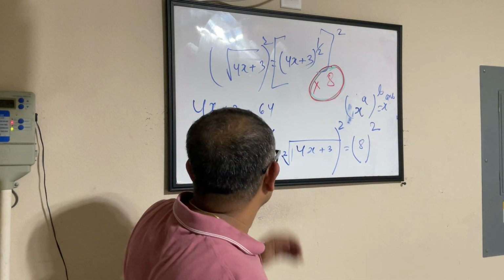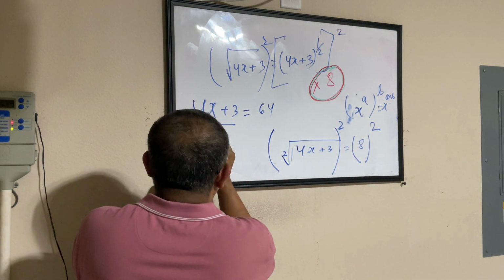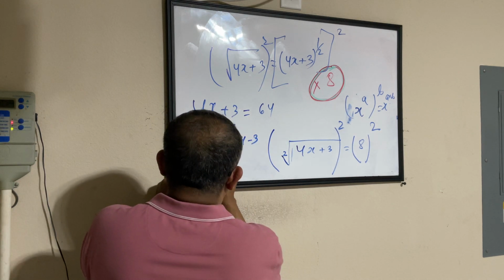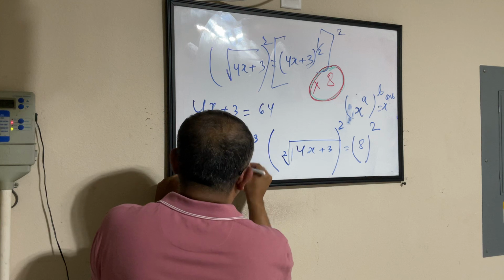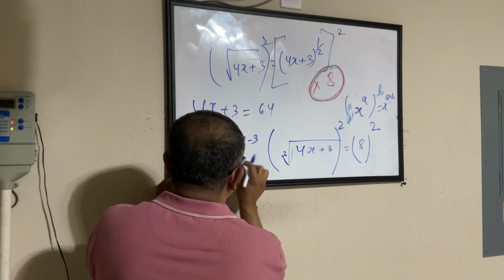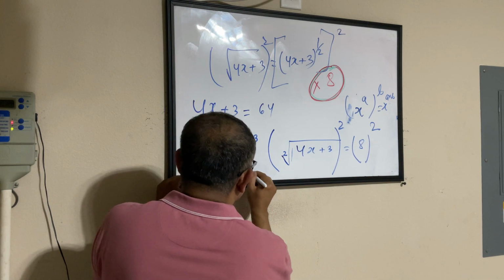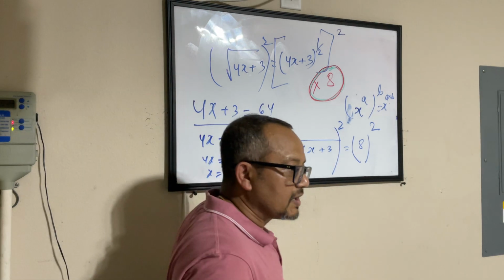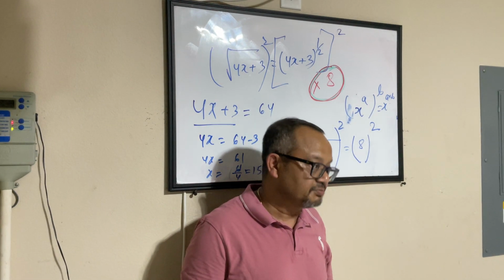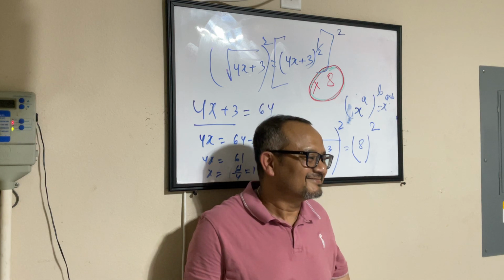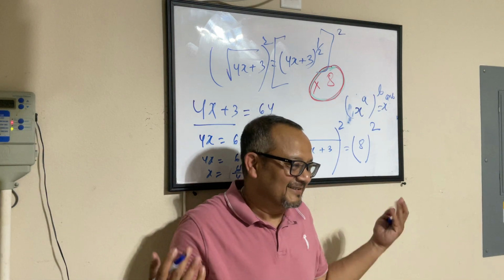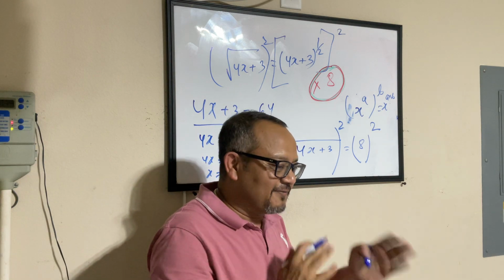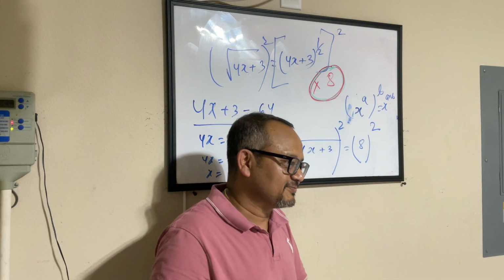I have not isolated. Okay, so let's say I isolate it also. That means 4x equals 64 minus 3, so 4x equals 61. x equals 61 by 4, that is 15.25. Is this the answer? No. Or let me rephrase it. Is this the only answer?